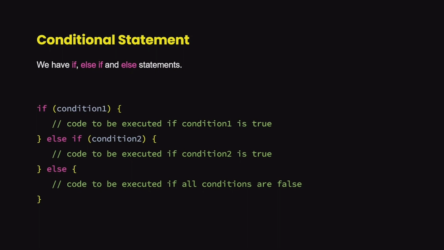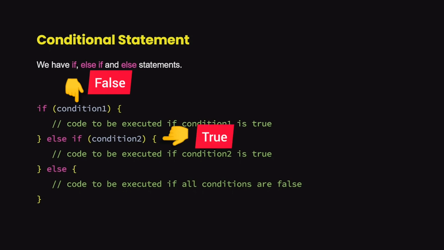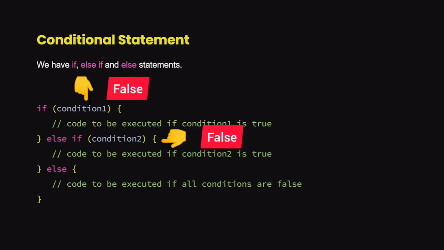Conditional statements. In JavaScript, conditional statements are used to perform different actions based on different conditions. We have if, else if, and else statements to perform conditional execution of code. Consider this code. Code inside the if statement is executed only if condition 1 is true. If condition 1 is false and condition 2 is true, then code inside else if is executed. If neither condition 1 nor condition 2 is true, then code inside the else statement will be executed.